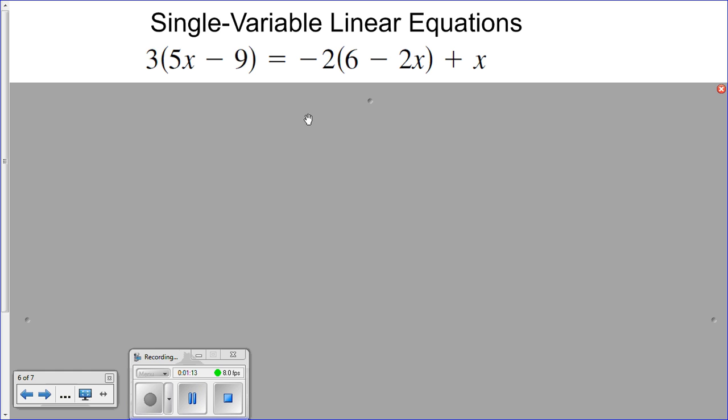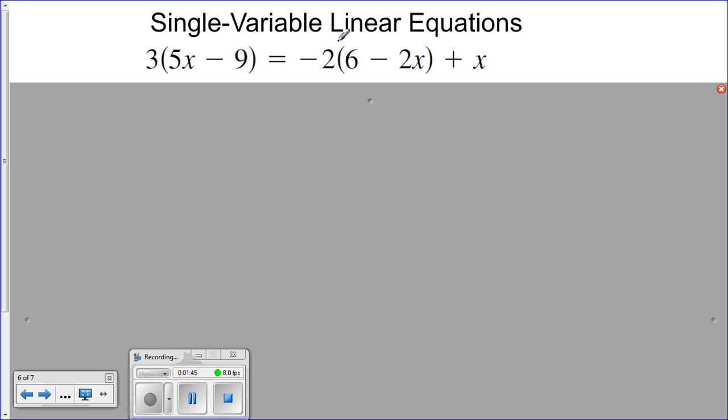Now, why linear? Well, linear is an algebraic classification of expressions. Remember, I have two expressions here. I have the expression 3 times the quantity 5x minus 9 on the left of the equation, and I have the expression negative 2 times the quantity 6 minus 2x plus 6 on the right side of the equation. Remember, an equation is two expressions set equal to each other. Linear is an algebraic classification of an expression.